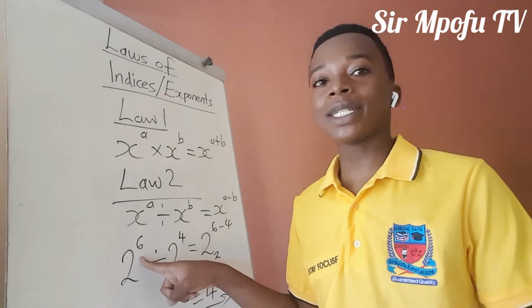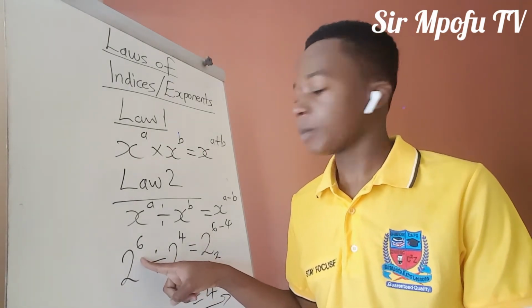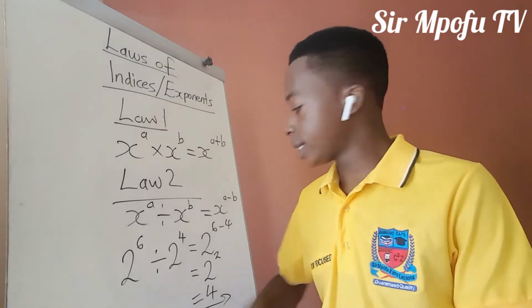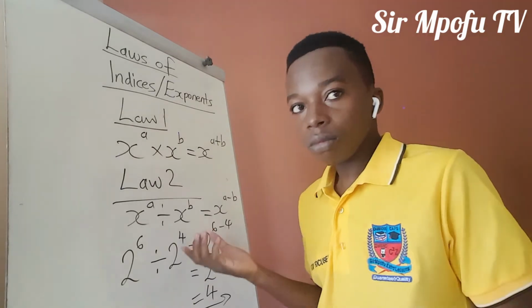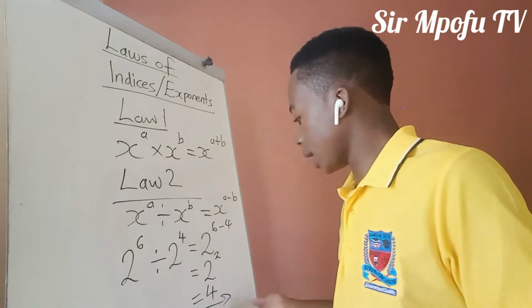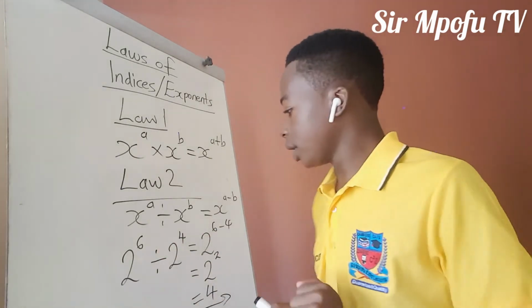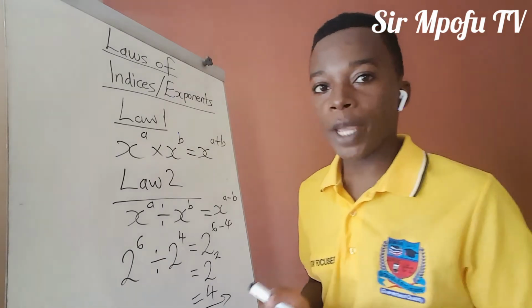2 to the power of 6, what is the answer? That is 64. And if you divide 64 by 2 to the power of 4, which is 16, 64 divided by 16, that is 4. Okay, besides that, we can prove it in another way.